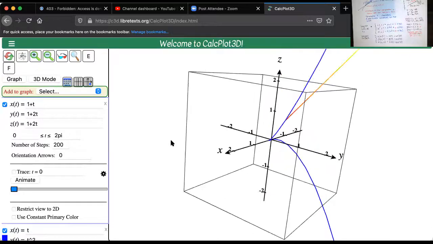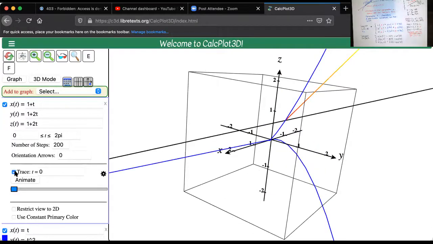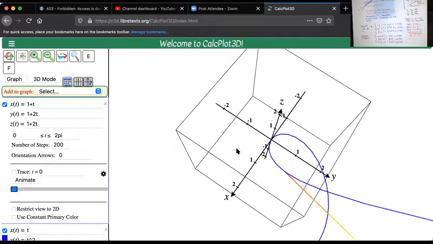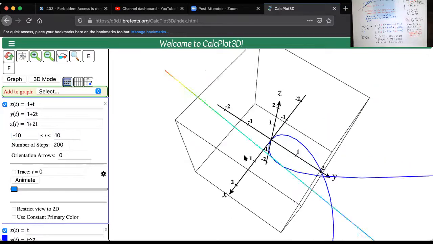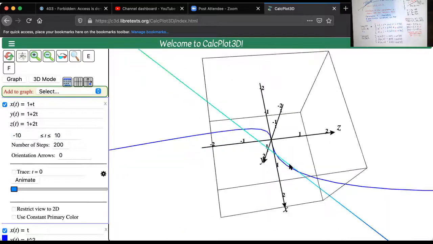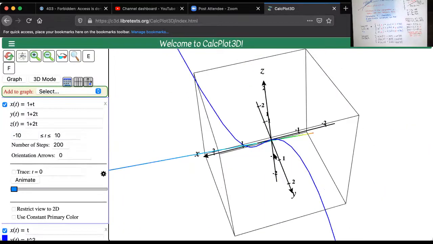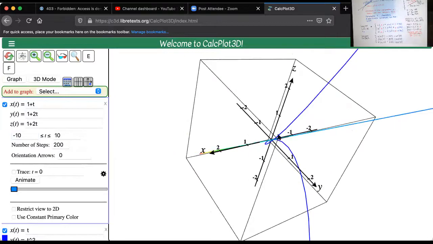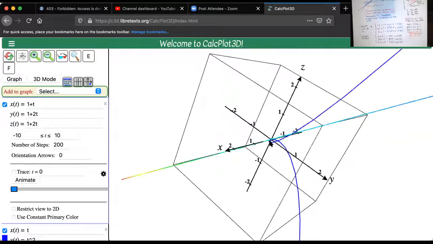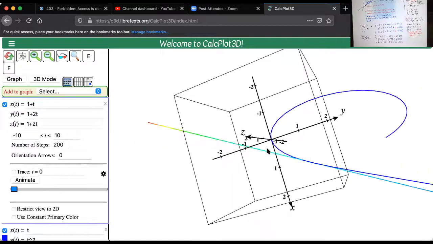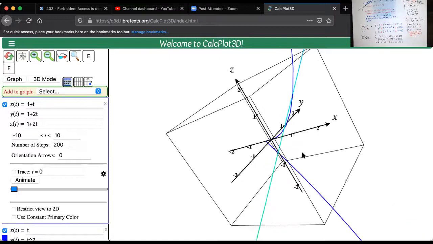And do you see that it passes through 1, 1, 1? I hope that you do. X equals 1, y equals 1, z equals 1. Rather than letting t go from 0 to 2 pi, let's let t go from -10 to 10. I hope that you can see that that is tangent to the curve at 1, 1, 1. It's a little bit hard to see. It is hard to see. There's 1, 1, 1 a little bit. It's tangent to the curve at 1, 1, 1.